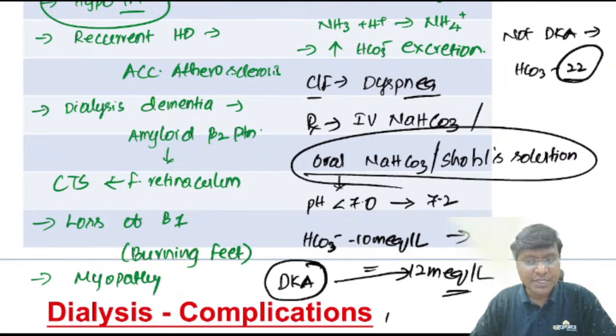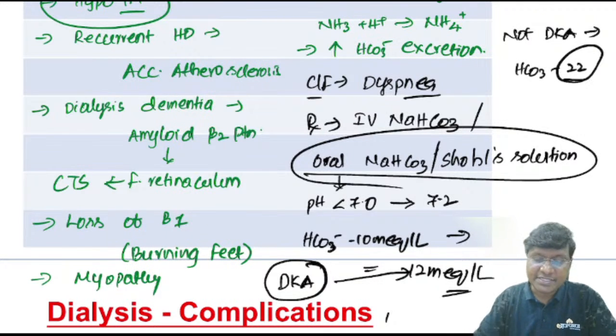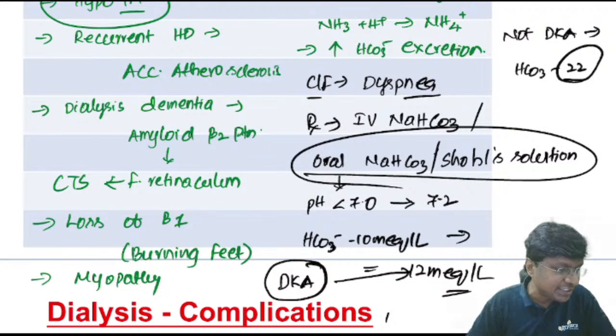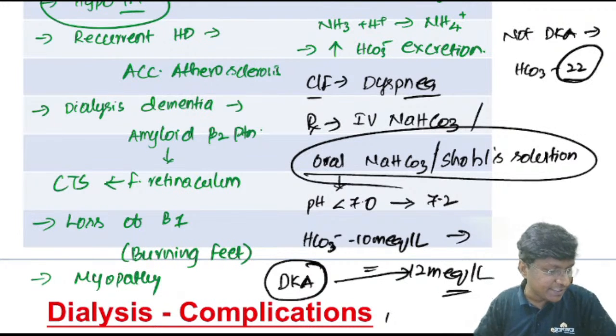If it is DKA, your goal should be 12 milliequivalents per liter. Until you reach 12, you need to keep giving this bicarbonate. Whereas if it is not a case of diabetic ketoacidosis, then your target bicarbonate should be 22 milliequivalents per liter. Okay, right. So with this I'll wind up this session.